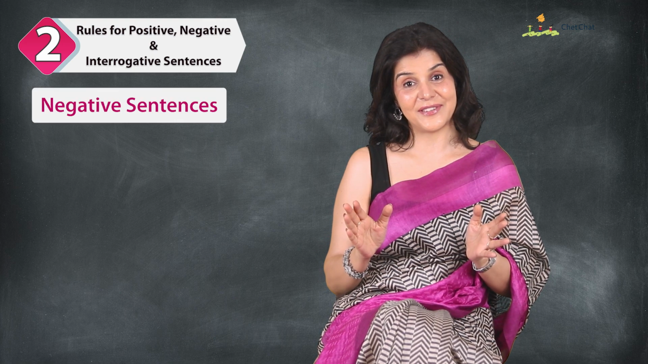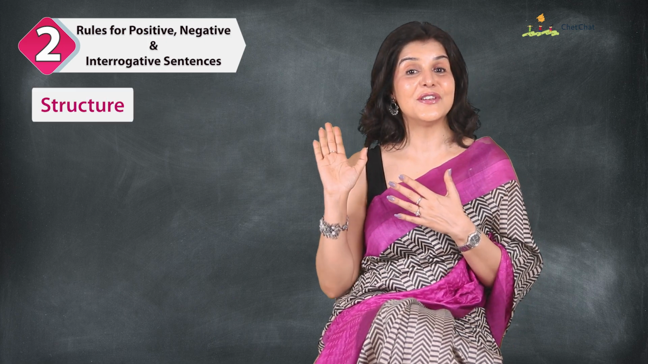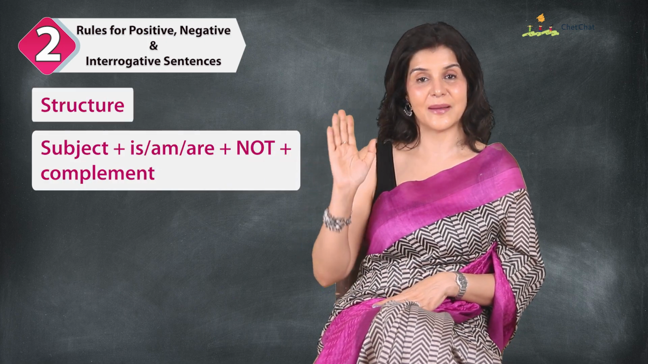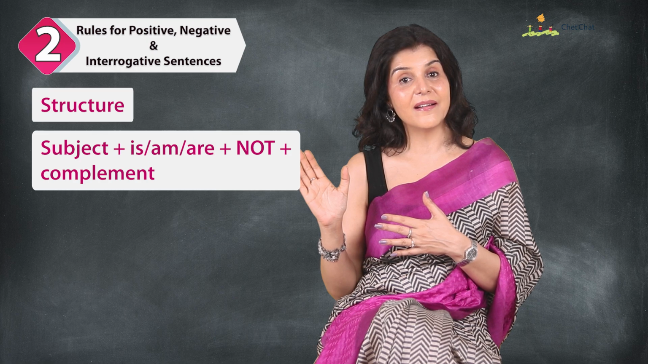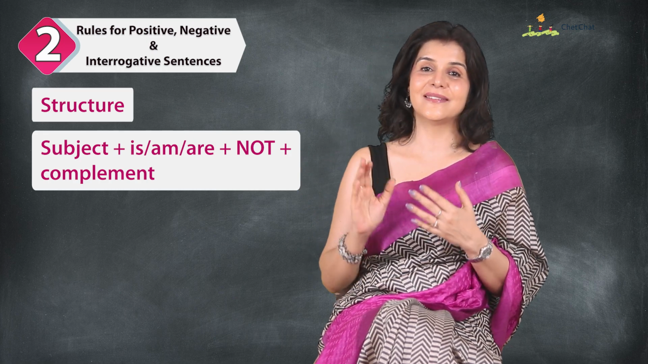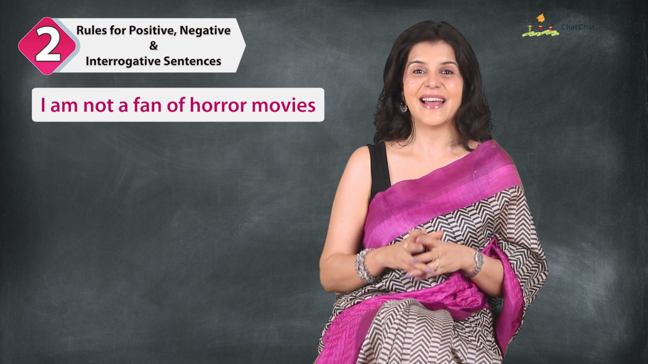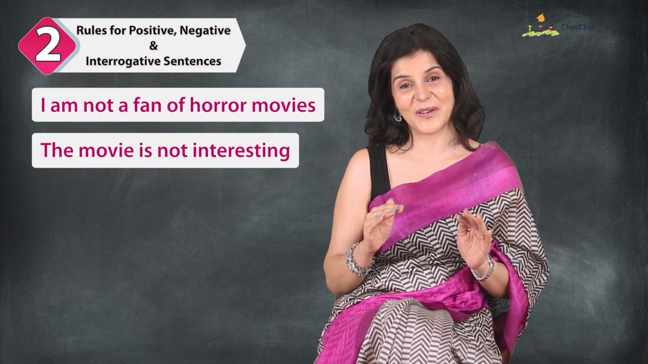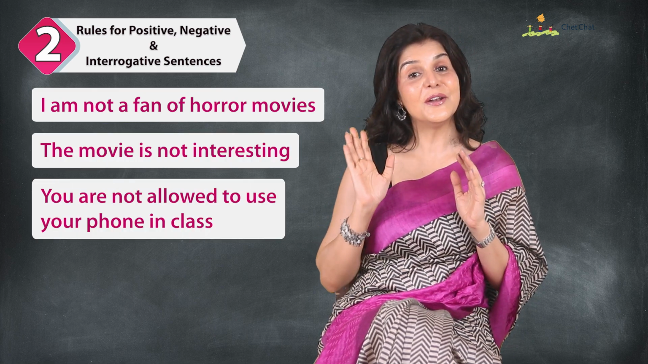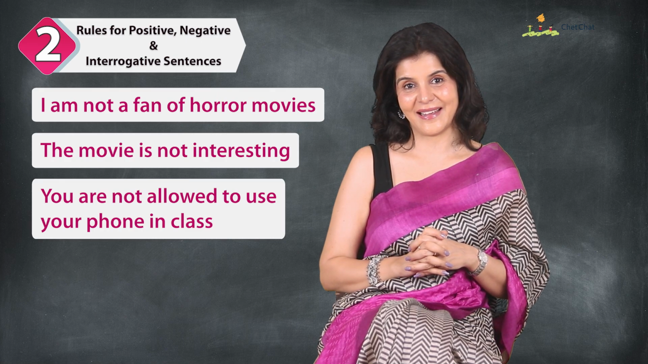Now for negative sentences. The structure of negative sentences is subject plus is-am-are plus not plus complement. I am not a fan of horror movies. This movie is not interesting. You are not allowed to use your phone in class.